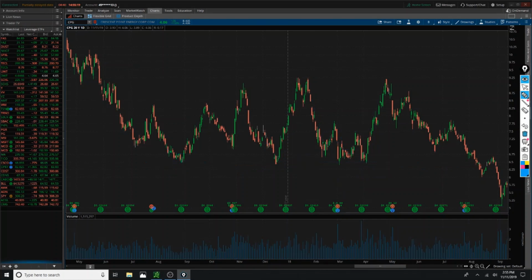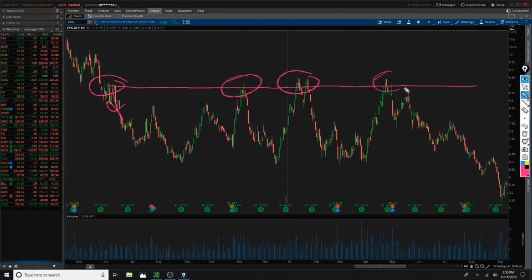Now let's go into what exactly resistance is. If we go into resistance here, you can see that we tend to top out at this. Resistance is the opposite of support. Support is where a stock bounces, while resistance is where a stock turns around. At this price level of $9, that's where the stock got rejected the first time, then a second, third, fourth time, meaning that when price comes up here, it reverses. Price comes up here, it reverses. Price comes up here, and it reverses to the downside.